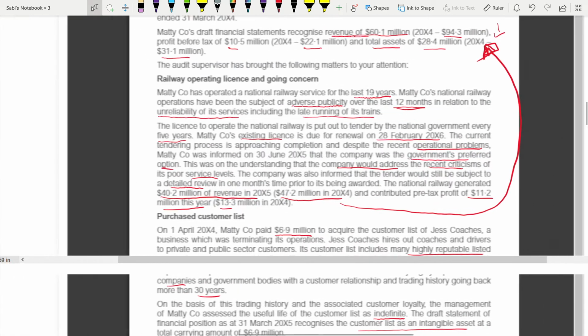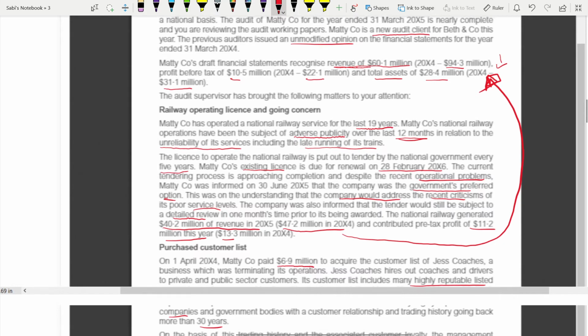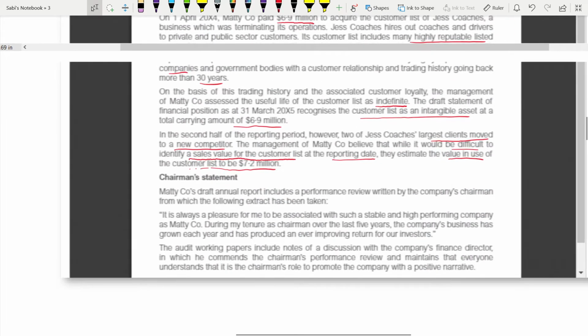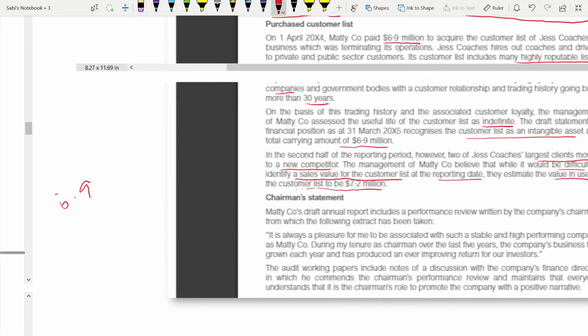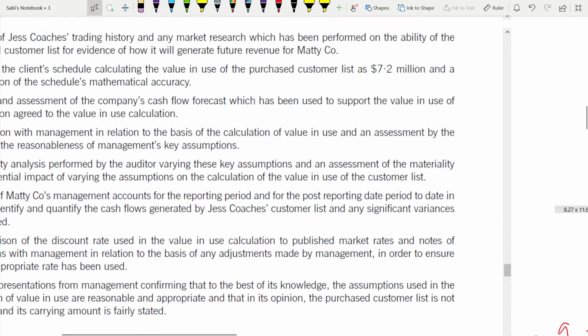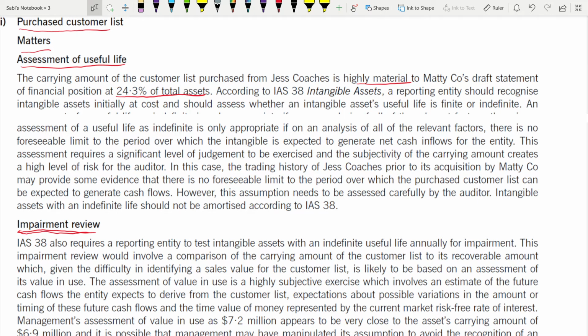The total assets were, just a minute. What's the total assets? 28.4. So out of that 28.4, they have 6.9. 6.9 out of 28.4. So in terms of percentage, how much will it be? 6.9 divided by 28.4. 24.2 something, right? It is 24.29, 24.3%. You need to calculate that. 24.3% is this. So which shows not highly material, but it's material. Okay.